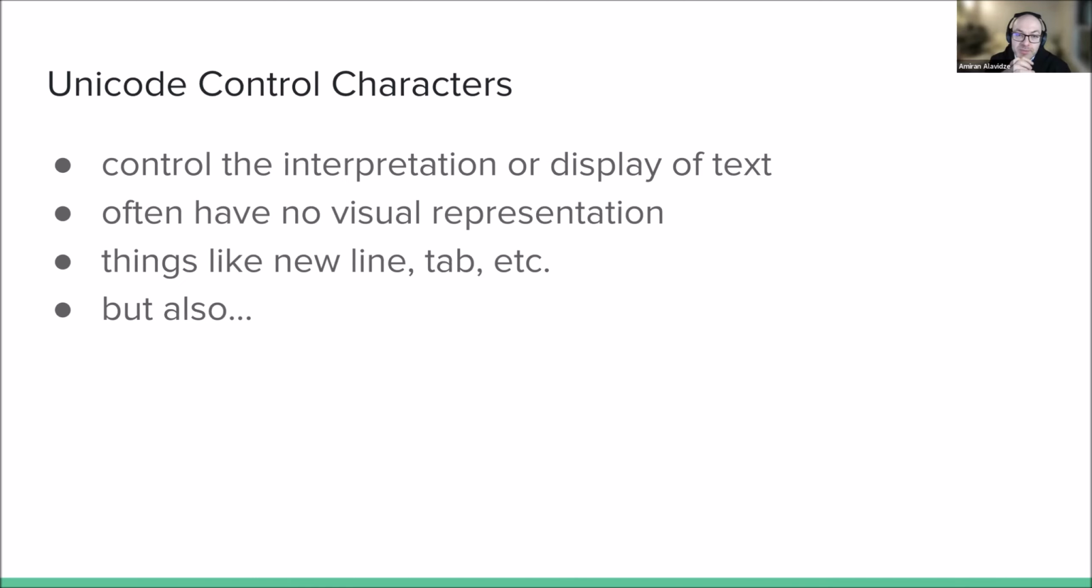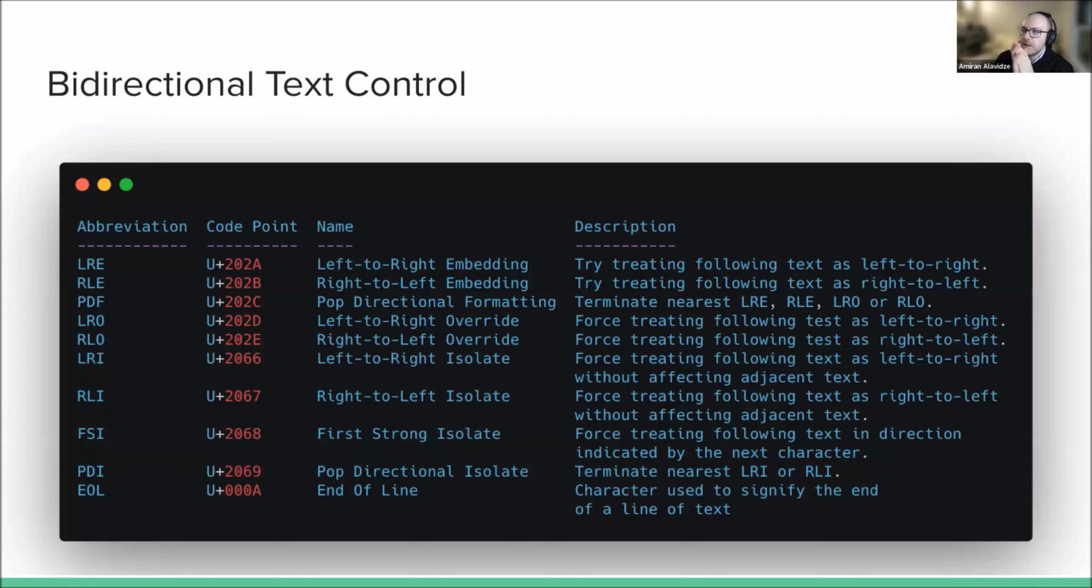These control characters themselves often don't have visual representations. Looking at the text, you don't actually see that those control characters have been used. There's no visual indication that they're there. Among the control characters are also things like tabs, so basically things that control how the text is displayed.